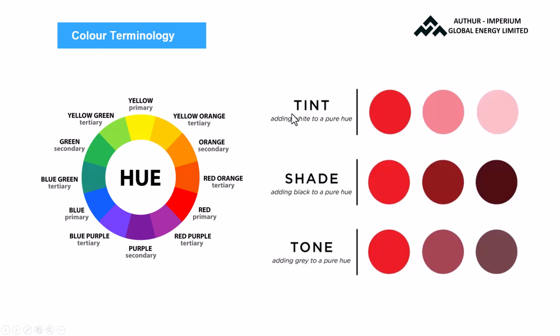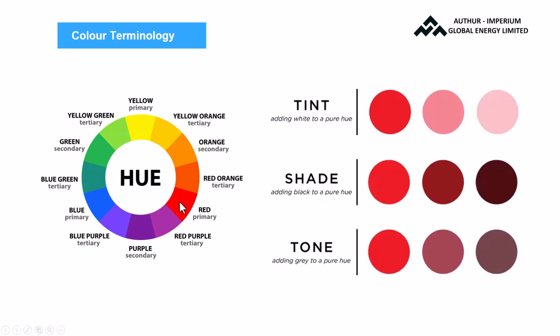The next terminology is tint. So tint is when you add white to a pure hue. Okay, so if a designer or your design director says we need a different tint of the red hue you are using for the landing page, what they mean is that you should add some more white, like you can see here. Then shade means adding black to a pure hue.